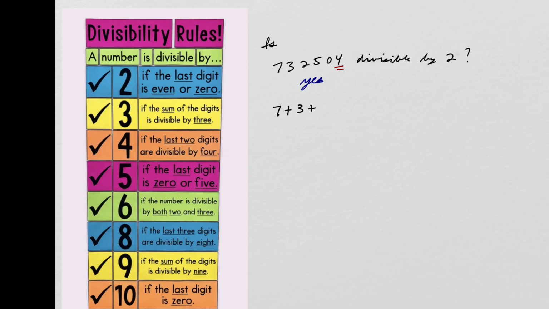7 plus 3 plus 2 plus 5 plus 0 plus 4. So what is this? 10, right? Plus 2 is 12, plus 5 is 17, plus 4 is 21. And since 21 is divisible by 3, right? 3 goes into 21 evenly 7 times, then the original number is also divisible by 3. So that's yes again.